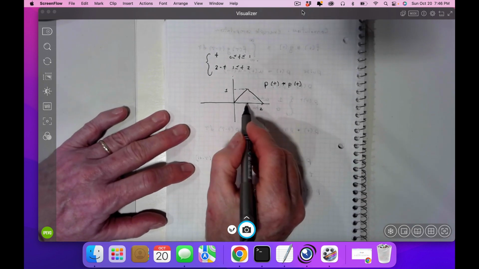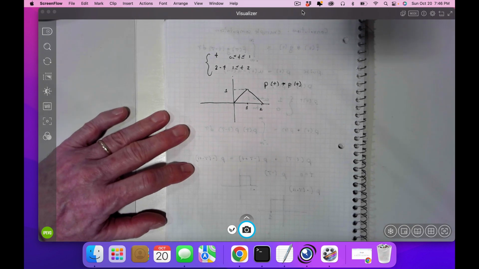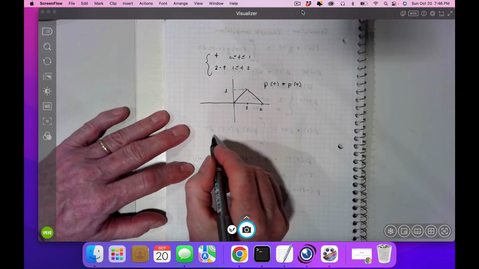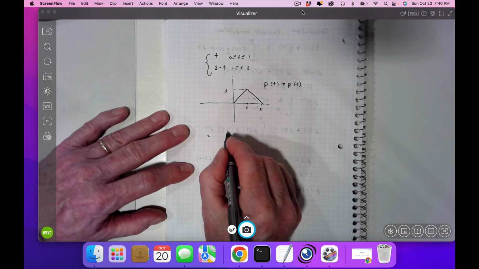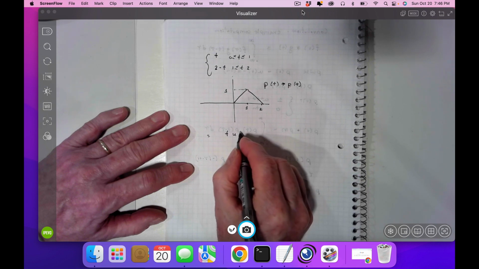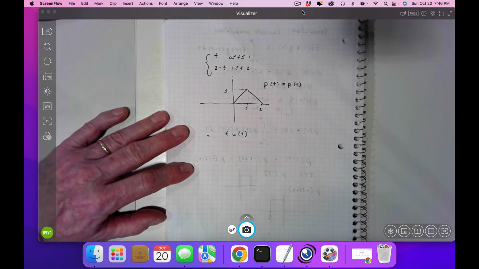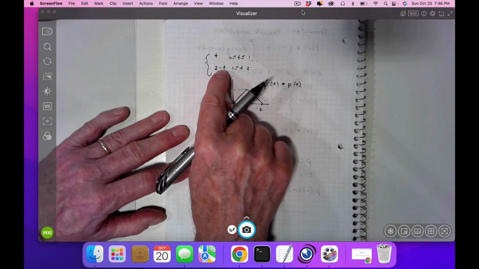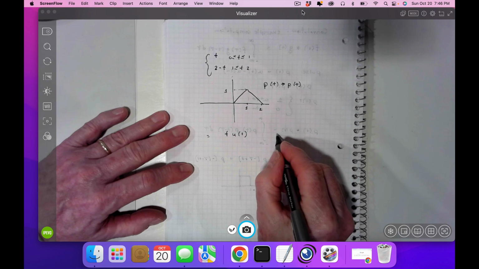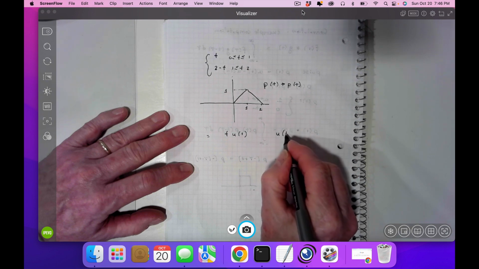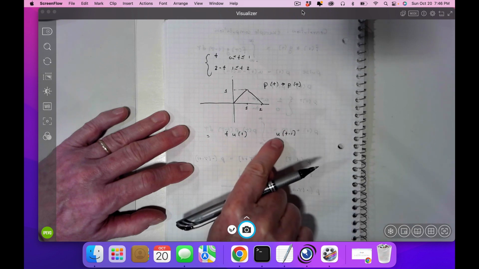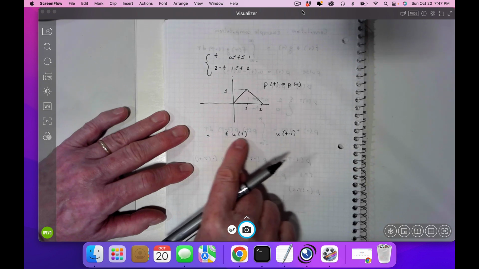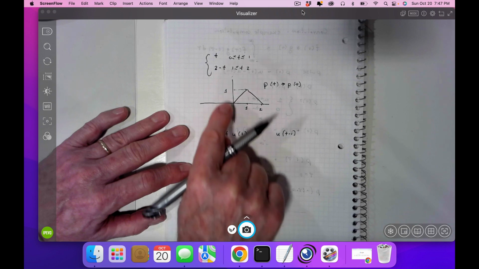Now, I'd like to conclude by just expressing this in terms of unit step functions. So I see that it's t between 0 and 1, so I'm going to write that the answer is equal to t times u of t. But then when t is greater than 1, I want my answer to be 2 minus t. So I'm going to put right here u of t minus 1. This will turn on when t is greater than 1, and I want to add something here to where the sum of these two things will add up to 2 minus t.